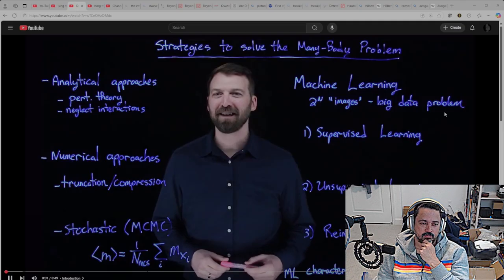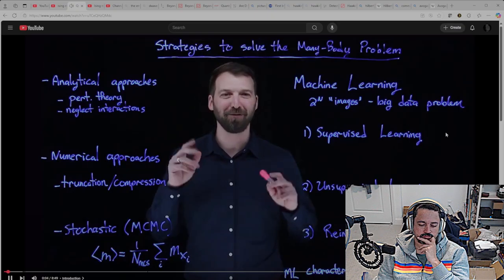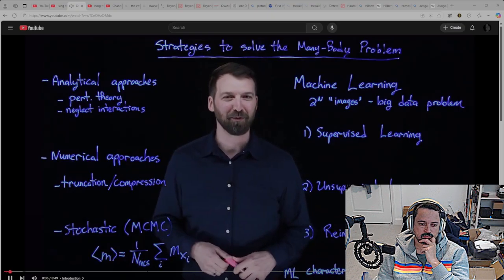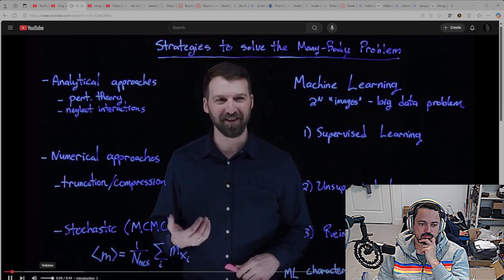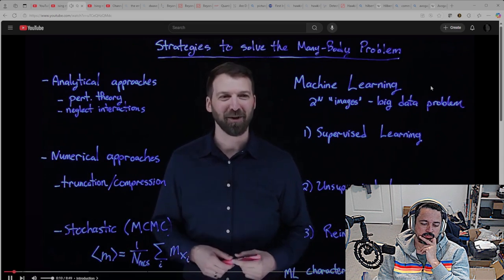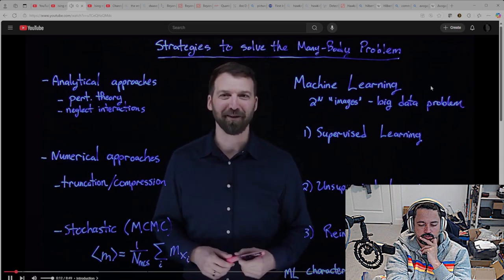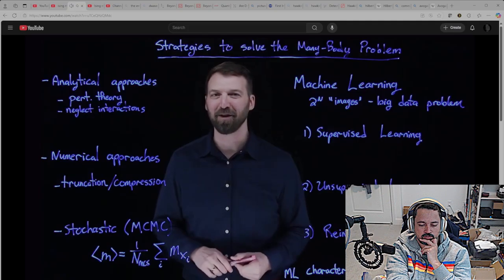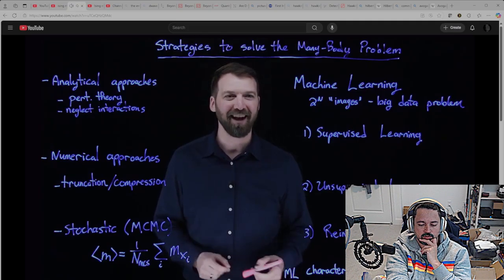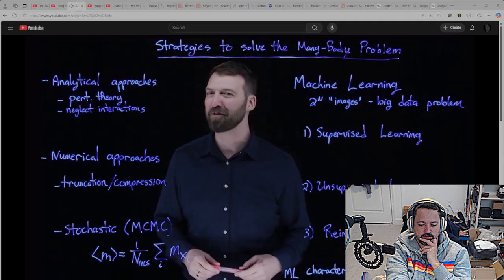Finally, let's talk about strategies to solve, quote-unquote, the many-body problem. We've talked about the many-body problem and the difficulties in solving it. So how, in practice, do we go forward toward solutions of the many-body problem, both in physical systems and in devices such as quantum computers?